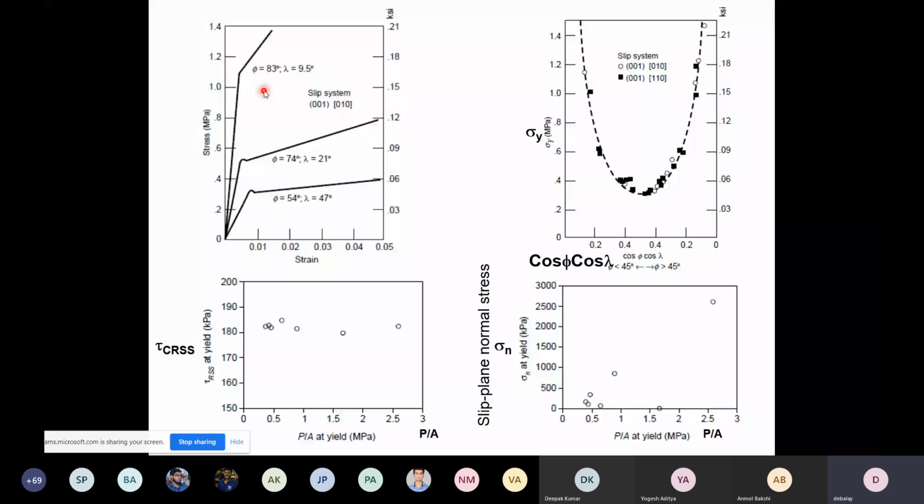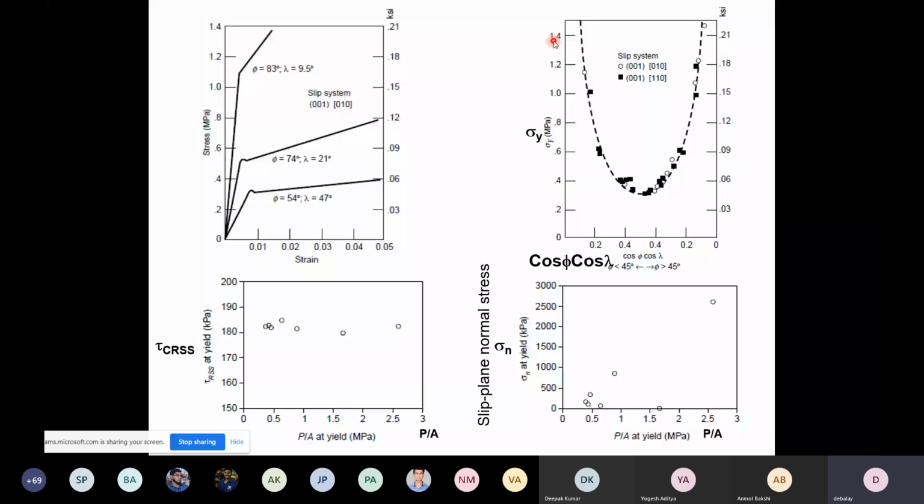And it is also seen how the cos phi cos lambda factor influences the yield stress, if you calculate the yield stress and consider that at that stress plastic deformation starts. When the combination of cos phi cos lambda equals half, it is found that the yield stress is minimum. And as those values decrease or increase, the yield stress rises significantly.